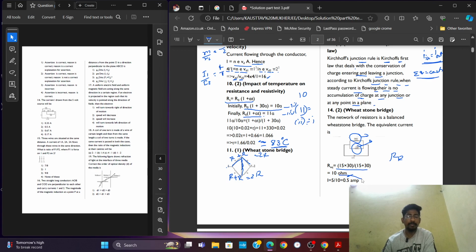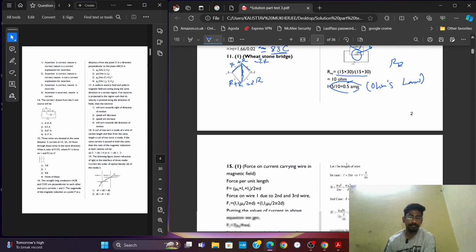So therefore, you can say I equals V by R, from Ohm's law. You will get this. The value of I is 0.5 ampere, or half an ampere. So option number 2 is correct.